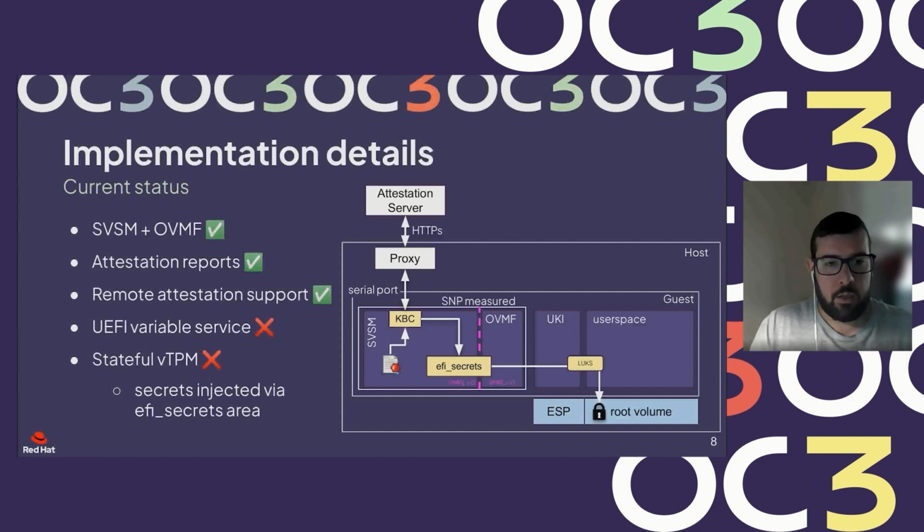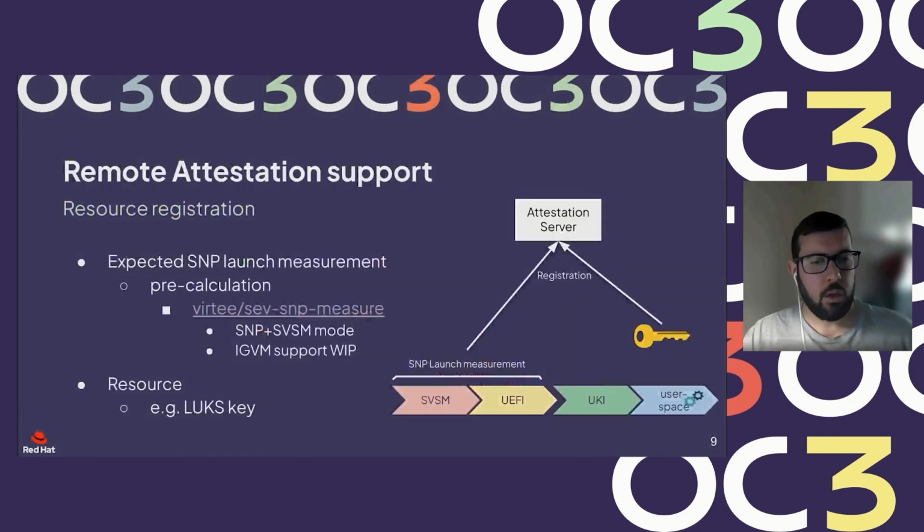We still don't have the UEFI variable service and the stateful vTPM. So in order to use the secret for now, we are reusing the AP secrets area developed for SEV-SNP, in order to inject the secret into the guest OS and then unlock the root file system.